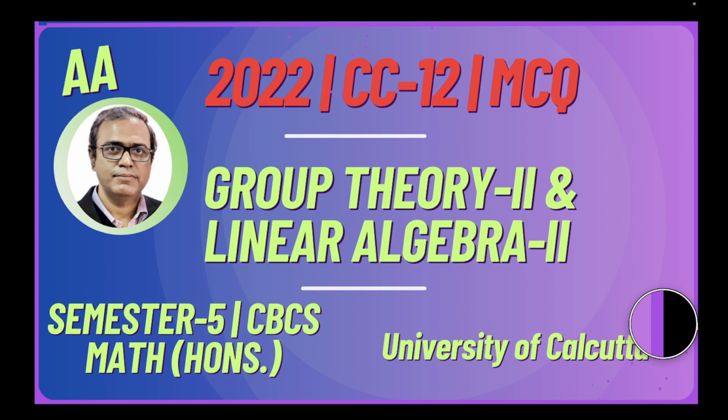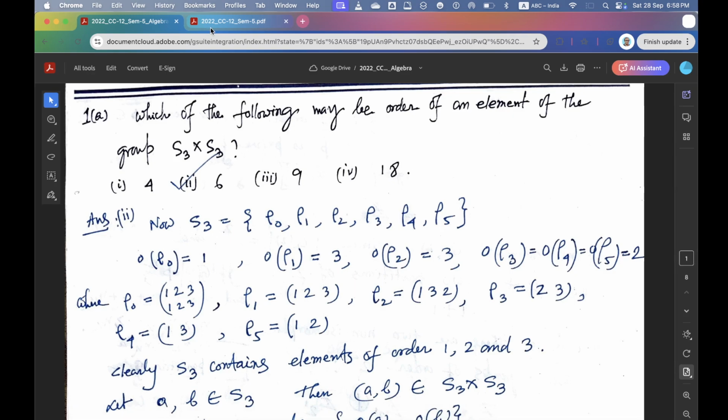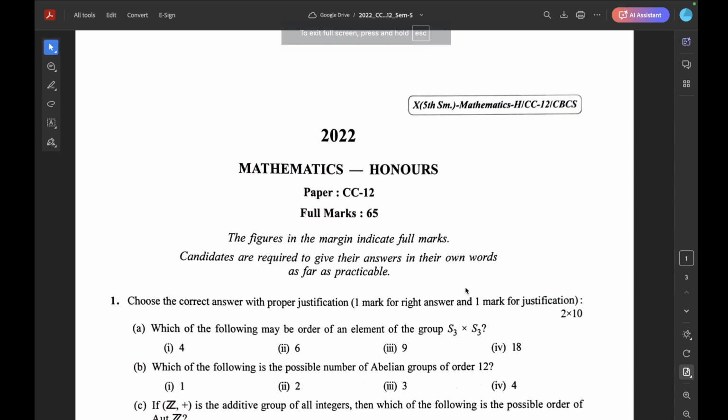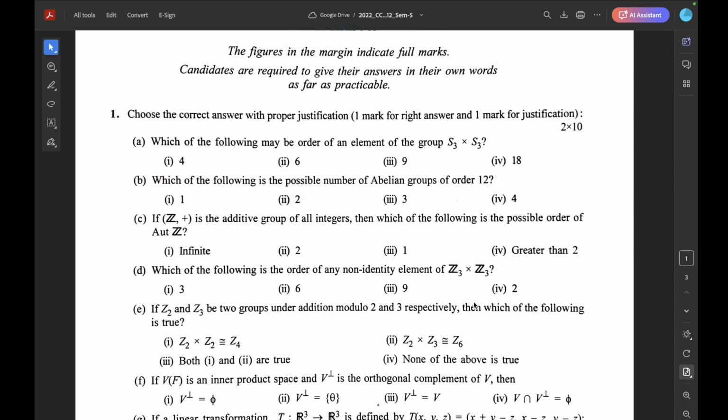2022 paper CC-12 multiple choice question, Group Theory 2 and Linear Algebra 2, Semester 5, CBCS Mathematics Honors, University of Calcutta. Question paper 2022, paper CC-12, question 1A. Which of the following may be the order of an element of the group S3 cross S3?